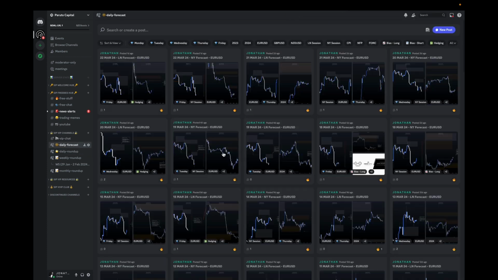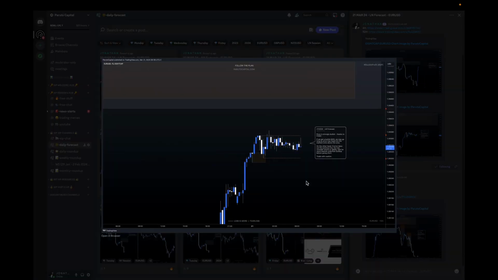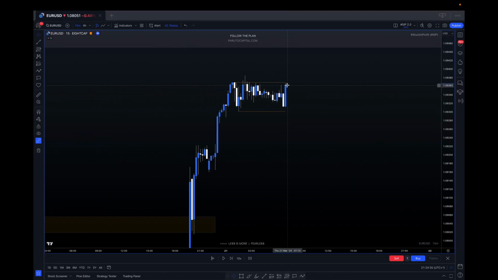So here, if I go to the forecast for Thursday, the 21st I think, you can see I had basically, so this was it. You can see I had marked this, the same thing we're looking at, and I had said that if price should take out this high, then we may consider long, but that is actually low probability, and I'll tell you why.